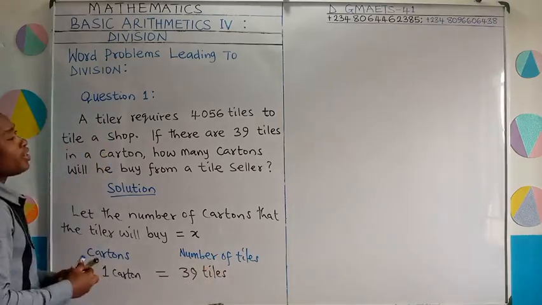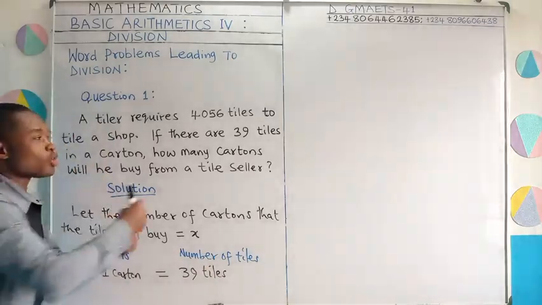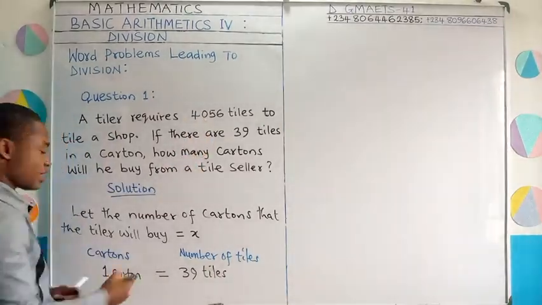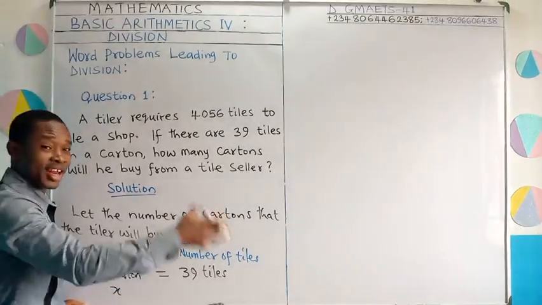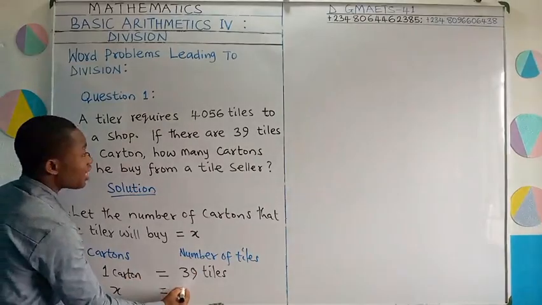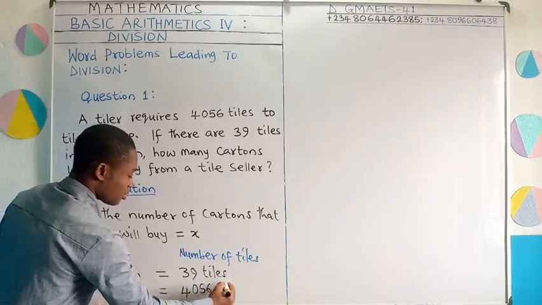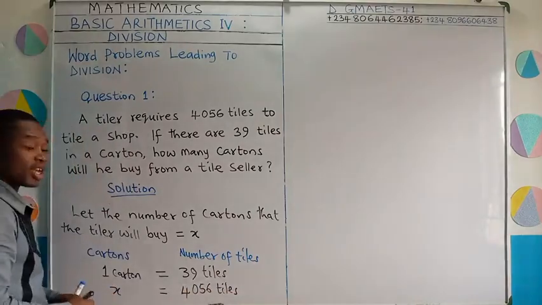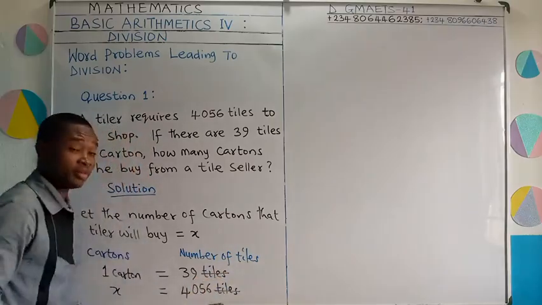Now, if 1 carton is equal to 39 ties, how many cartons will contain 4,056 ties? So I'll come here and put X, which is the number of cartons the tiler is going to buy. X, how many cartons will give that tiler 4,056 ties? So my problem now is to get the number of cartons. Here the ties will go off, cancel them.